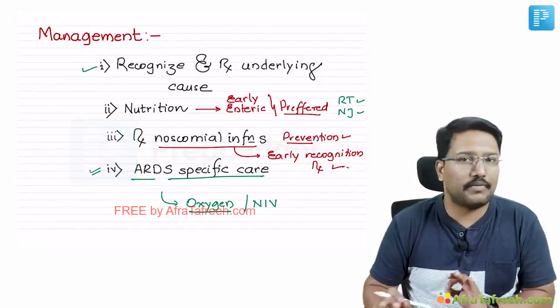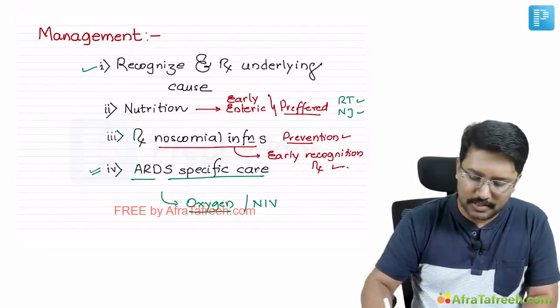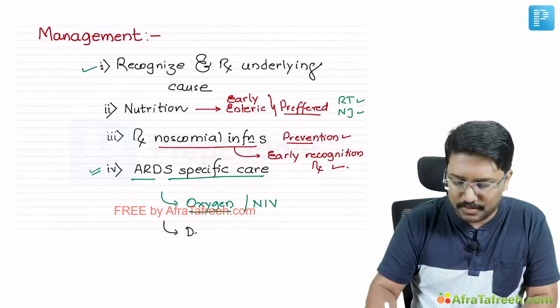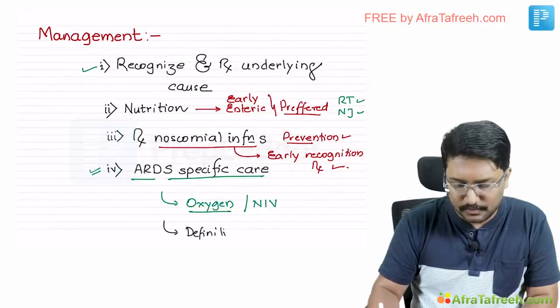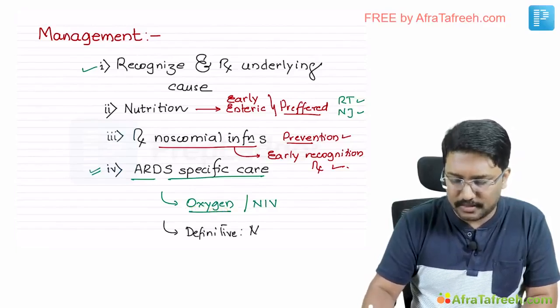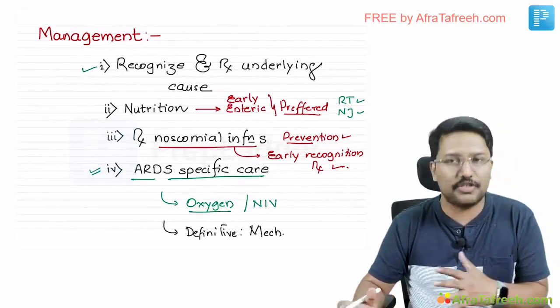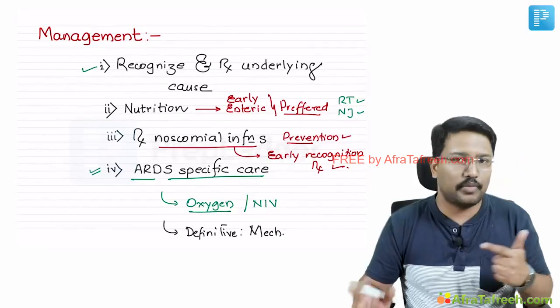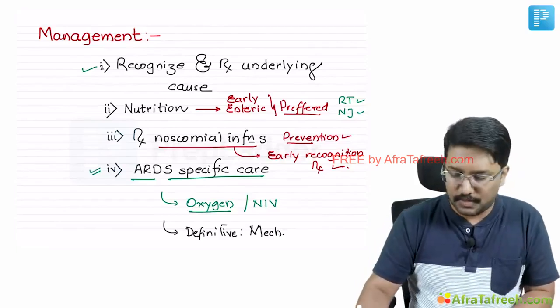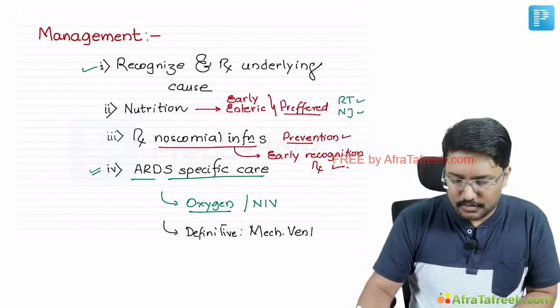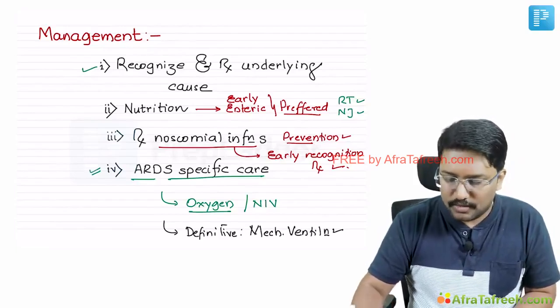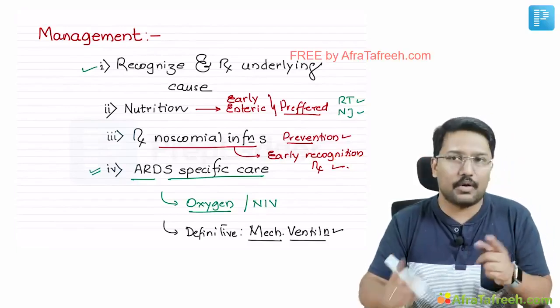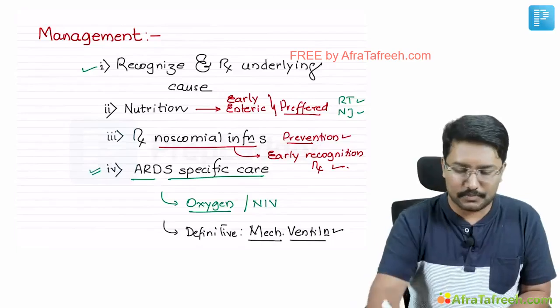Otherwise, most patients would require mechanical ventilation. So that's why I keep repeatedly saying the definitive treatment is mechanical ventilation. And this mechanical ventilation is only a bridge to recovery. So if the underlying cause is not corrected, the patient may not recover well from the ARDS, right? So mechanical ventilation is trying to solve the ARDS-induced problems, not heal ARDS, right?